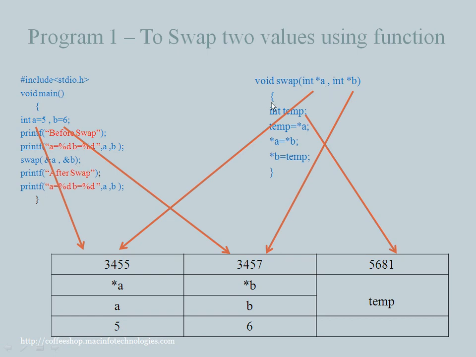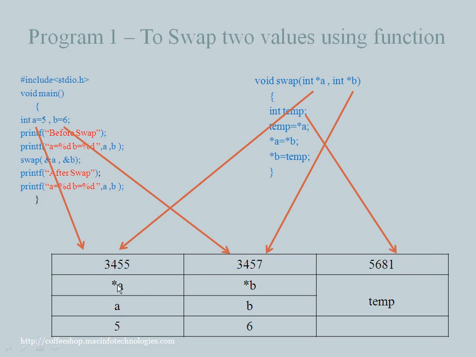So you should be careful. This a is different from this a. This is a pointer variable, and it will take that address and save it. So a will contain 3455. The a in the swap function will contain 3455, and *a will point to the same memory location 3455.